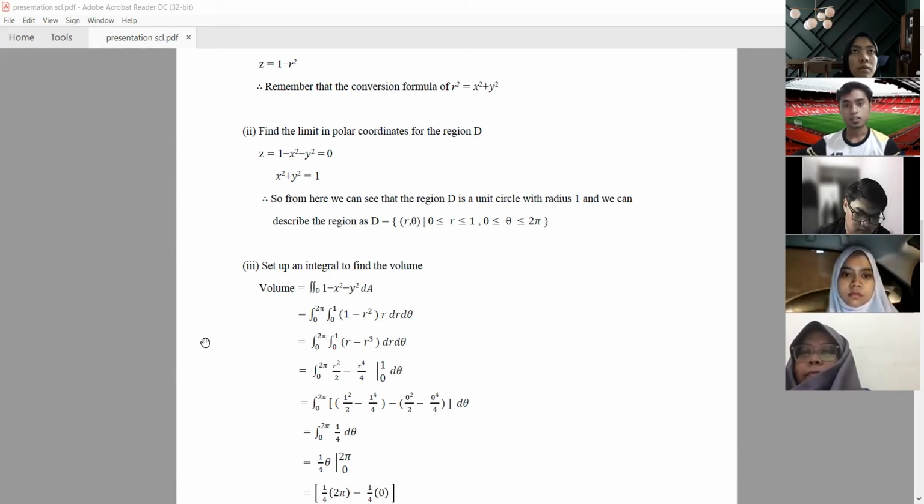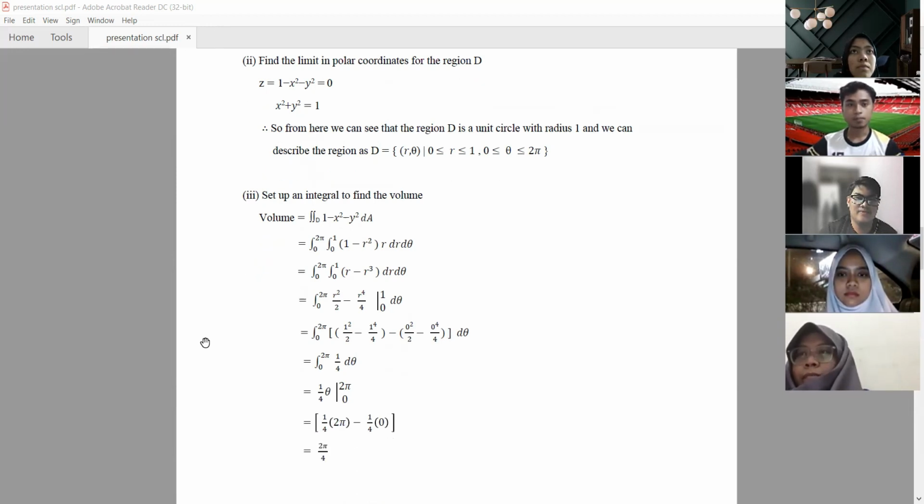And then we transfer the 1 to the right side. We transfer the negative x squared and negative y squared to the right side, and we get x squared plus y squared equals 1. So from here we can see that the region D is a unit circle with radius 1, and we can describe the region as D equals {(r, theta): r is between 0 and 1, and theta is between 0 and 2 pi}.